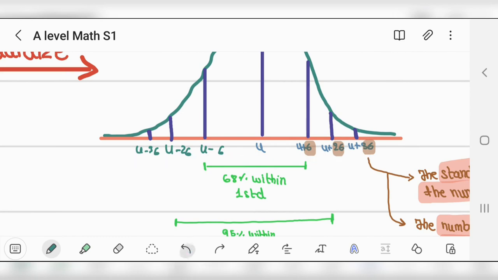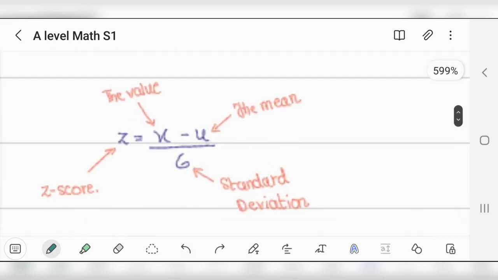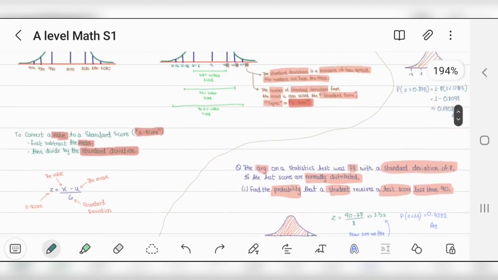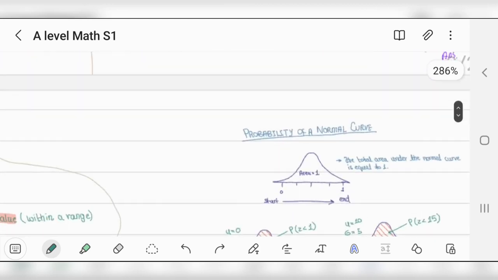These are all z-scores, right? So x is the value, minus the mean, divided by the standard deviation, and then you get the z-score. Okay. Now let's come here.